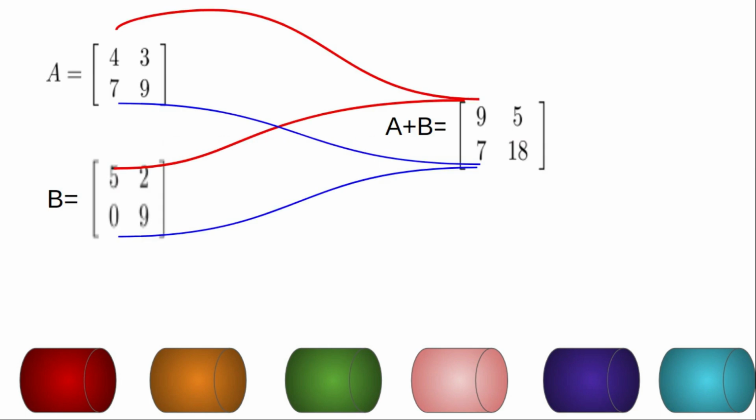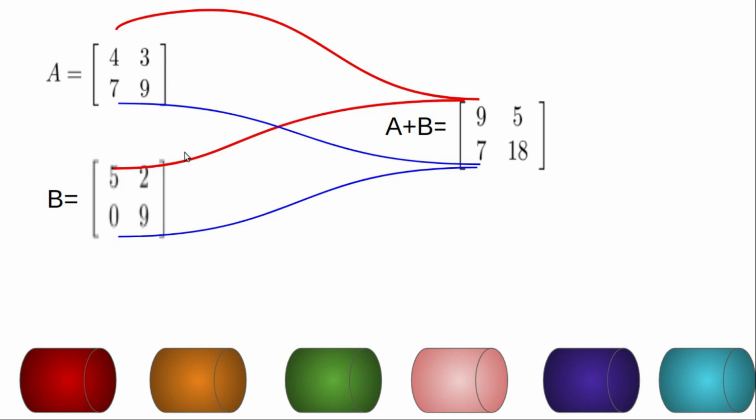Operations on matrices. First one, addition of matrices. Now consider two matrices A and B. Order of A is 2 by 2, order of B is 2 by 2. A and B are of same order. Then A plus B is obtained by adding corresponding elements, that is A11 plus B11, 4 plus 5, 9. A12 plus B12, 3 plus 2, 5. Then A21 plus B21, 7 plus 0 is 7. A22 plus B22, 9 plus 9 equal to 18.